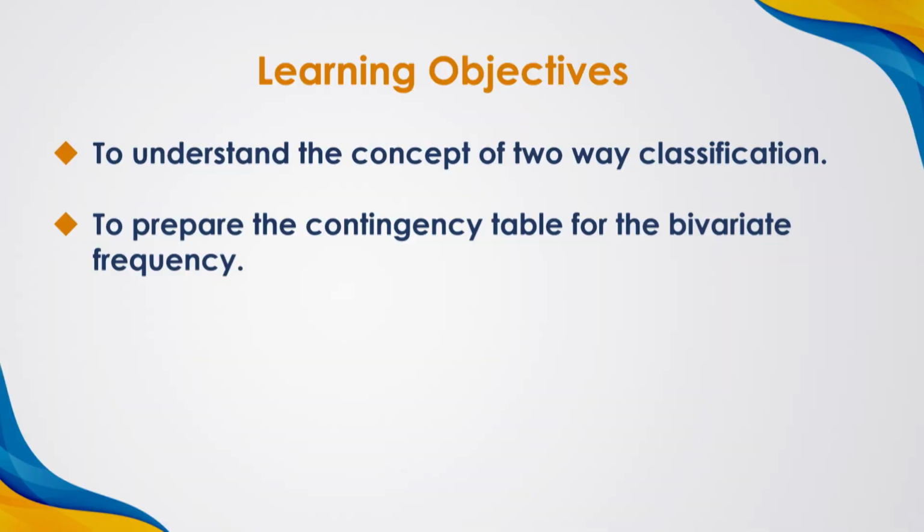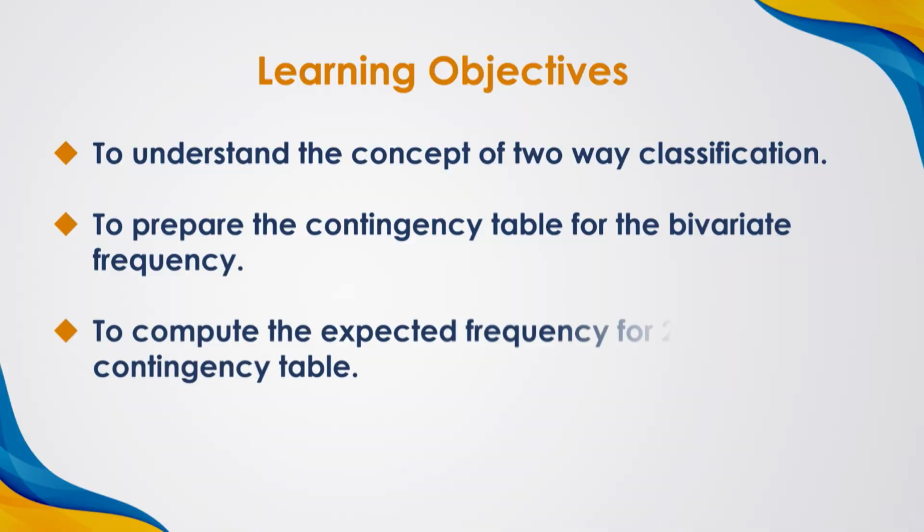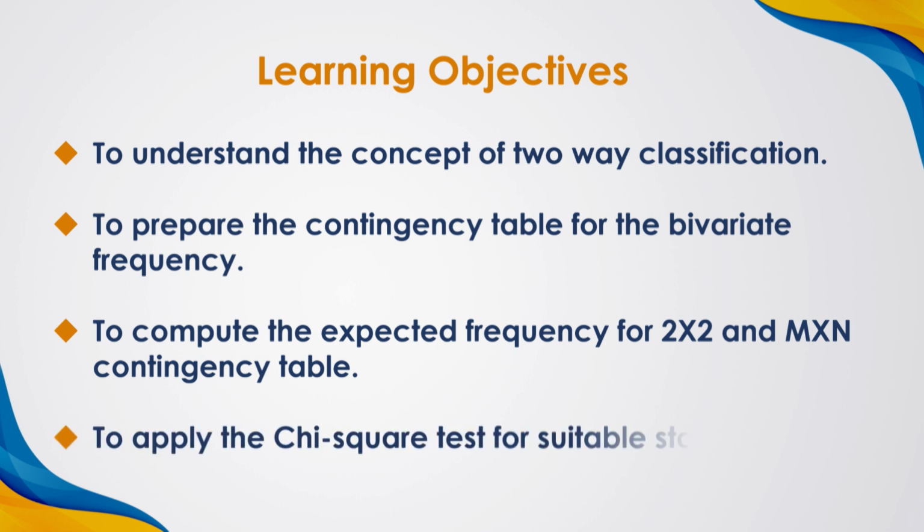In this lesson, we are going to learn chi-square for two-way classification variables, contingency table analysis. Let us look at our learning objectives in this lesson. To understand the concept of two-way classification, then you can prepare the contingency table for the bivariate frequency and also to compute the expected frequency for 2 by 2 and m by n contingency table. And finally, you can apply the chi-square test for the suitable statistical data.